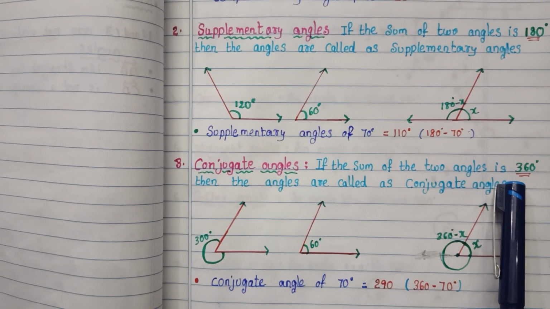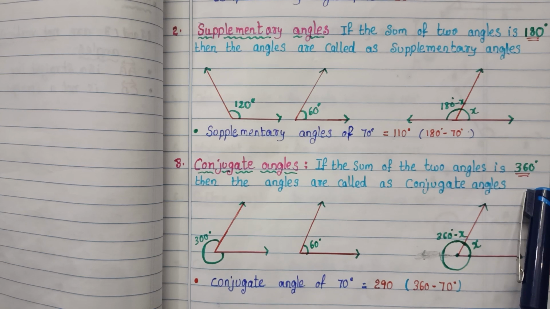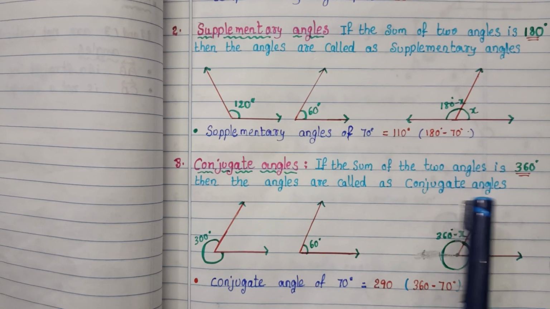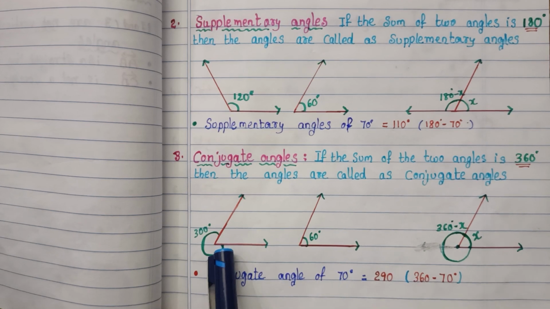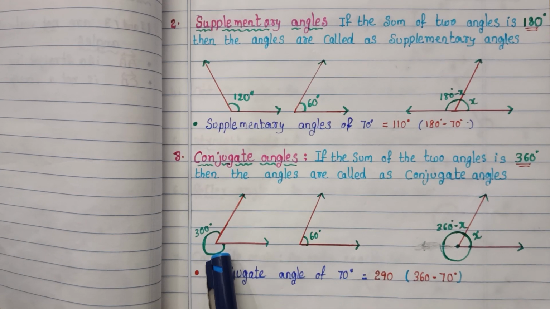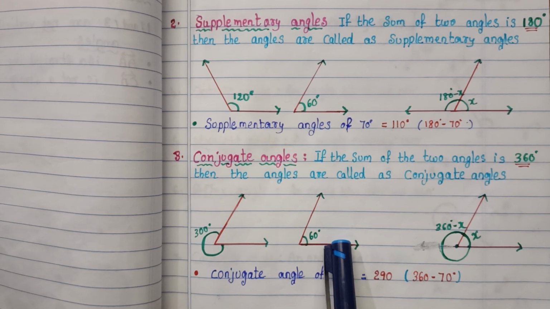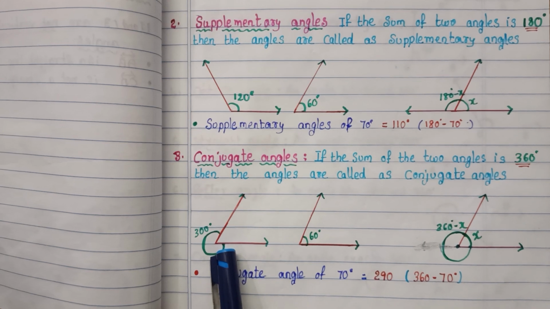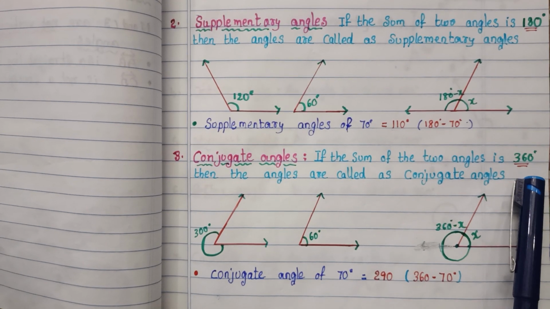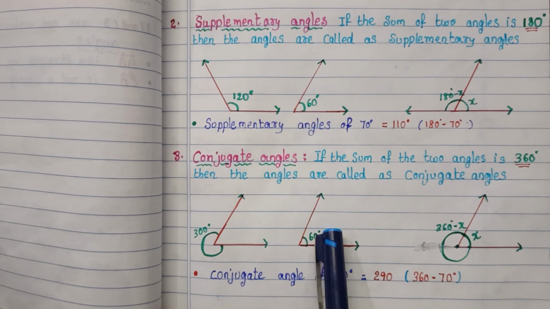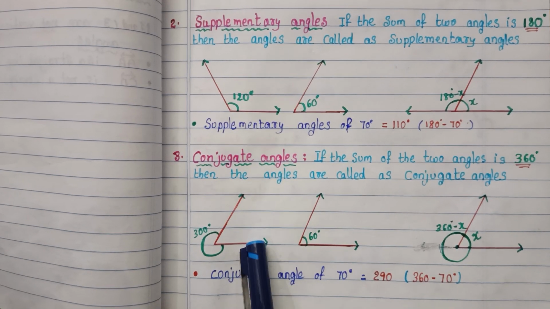So next, conjugate angles. If the sum of the two angles is 360 degrees, then the angles are called conjugate angles. Here you see the example: 300 degrees, this is a reflex angle, and 60 degrees, this is an acute angle. When you add 300 degrees plus 60 degrees, you get 360 degrees. So these two angles are said to be conjugate angles.